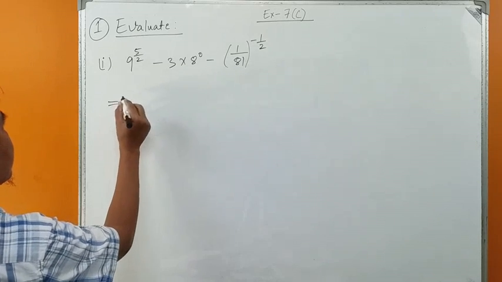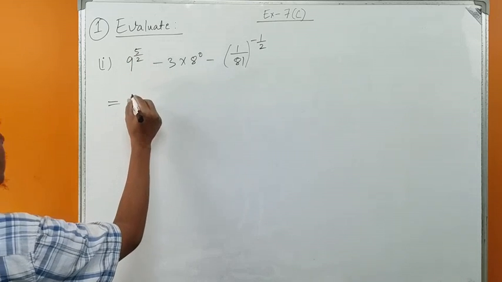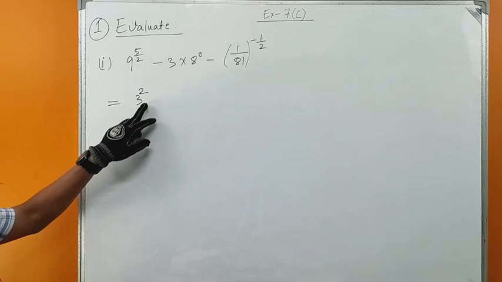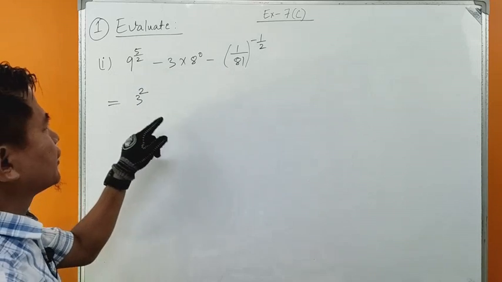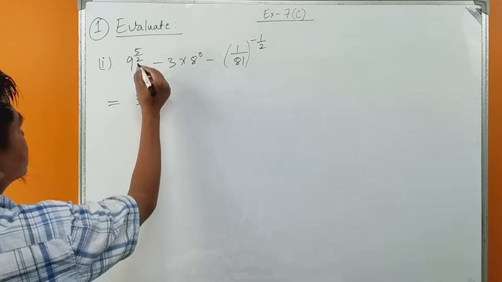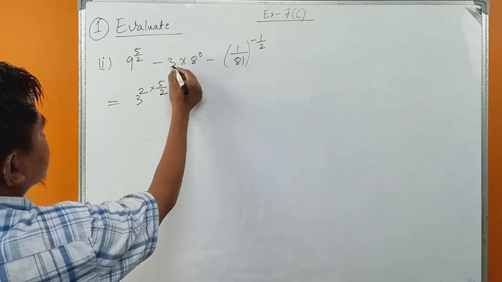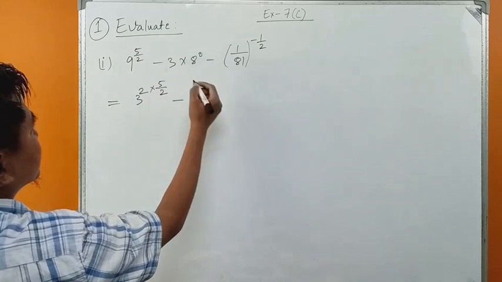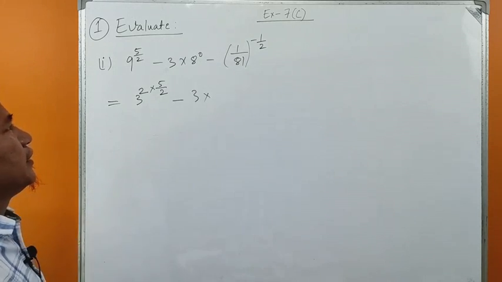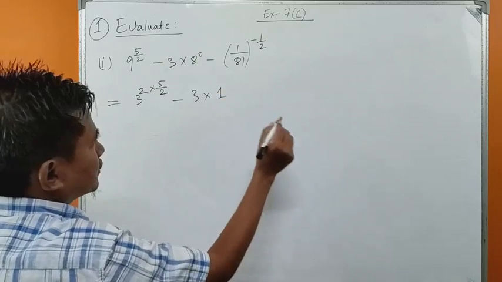Here we have 9 to the power 5 upon 2. So we can write this as 3 squared, because 3 squared is 9: 3 multiplied 2 times gives us 9. This power 5 upon 2 we copy as it is. Minus this 3, the power of 3 is 1, because if there is no power, we should understand there is power 1. Into 8 to the power 0. 8 to the power 0 is 1.